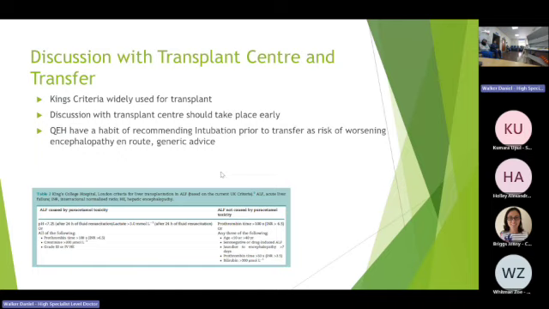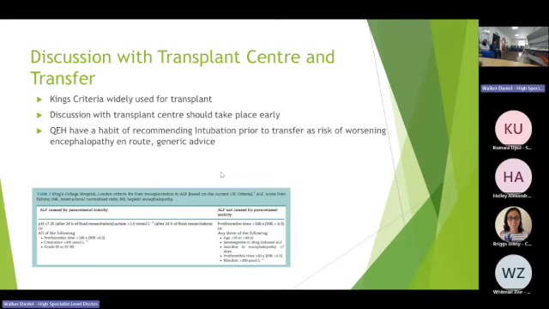Queens have this habit of recommending intubation prior to transfer. Their concern is that the encephalopathy will get worse in transfer. Their area covers Wales to here. We drive past so many A&Es on the way to Birmingham that I think it's probably not such an issue for us. But when you're doing any transfer, you have to consider the roads and the length of journey. From here to Birmingham is an hour on blue lights.